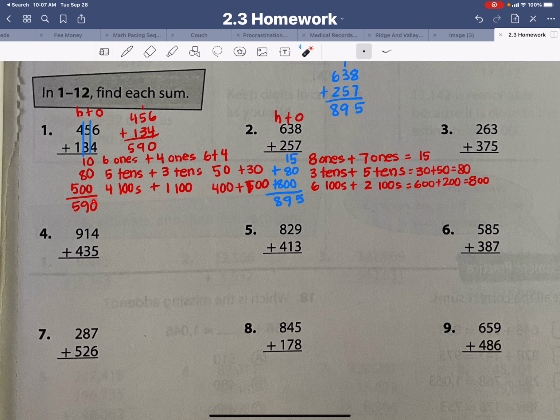So now I add up all my ones, all my tens, all my hundreds. Zero becomes a 0. 1 plus 8 is 9. Bring down the 5. We got that one done. Let's move on to number 2.